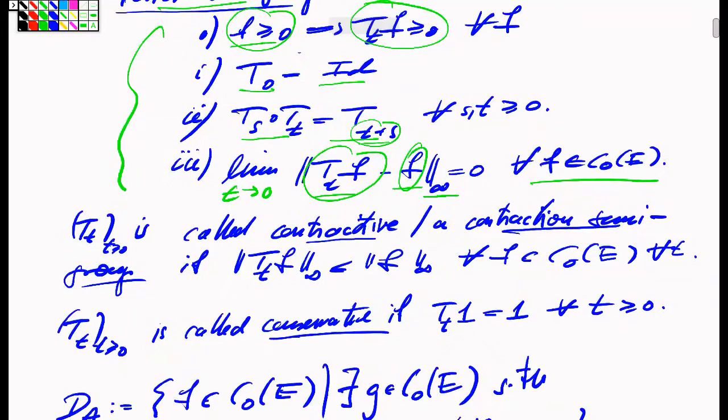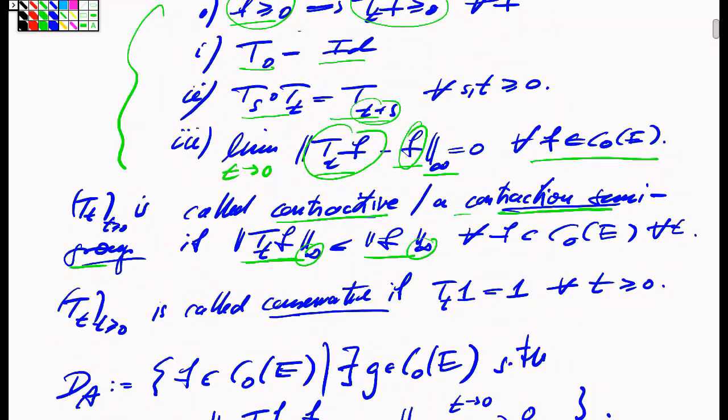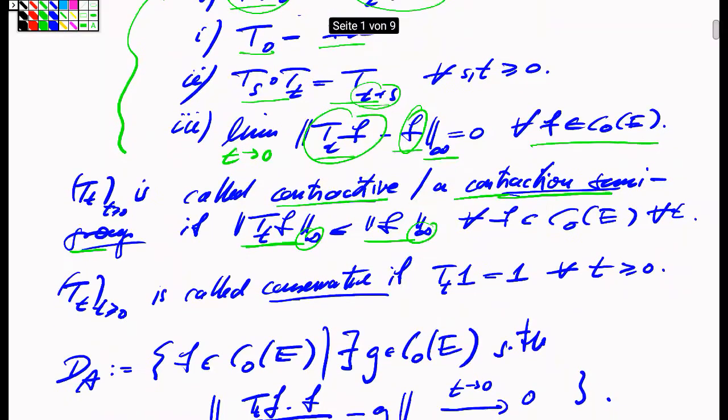Then we have two additional properties that we sometimes put on our conditions. Namely, one is that we call this semigroup contractive, or a contraction semigroup, if the infinity norm of the output after perturbation is bounded from above by the infinity norm of the input. In that regard, each of those operators T_t is a contraction operator on our function space, which is equipped with the infinity norm. In this case, the semigroup is called a contraction semigroup.